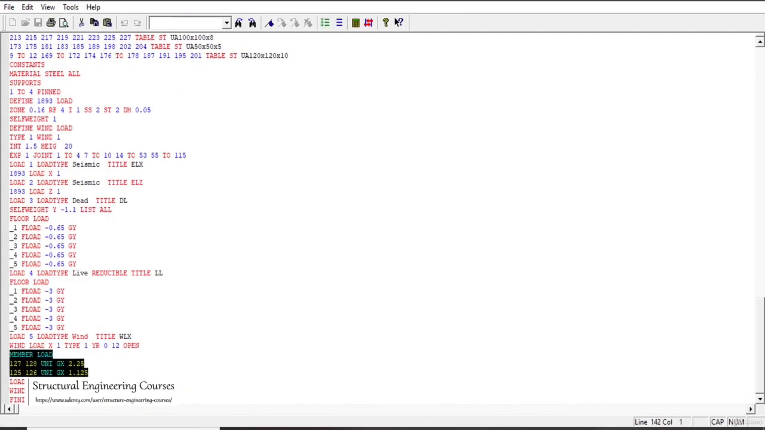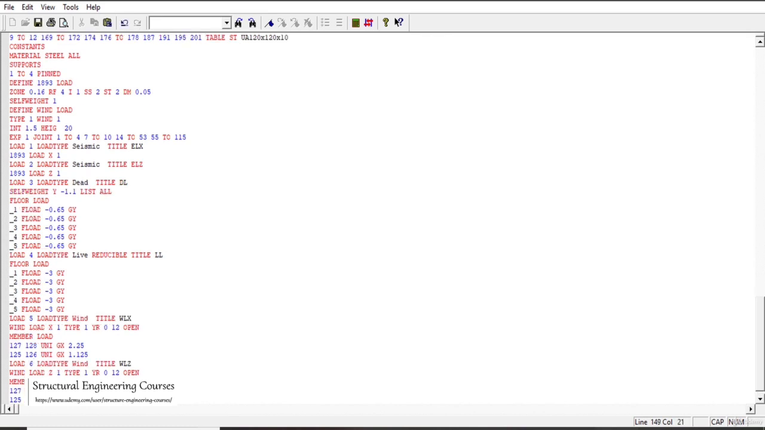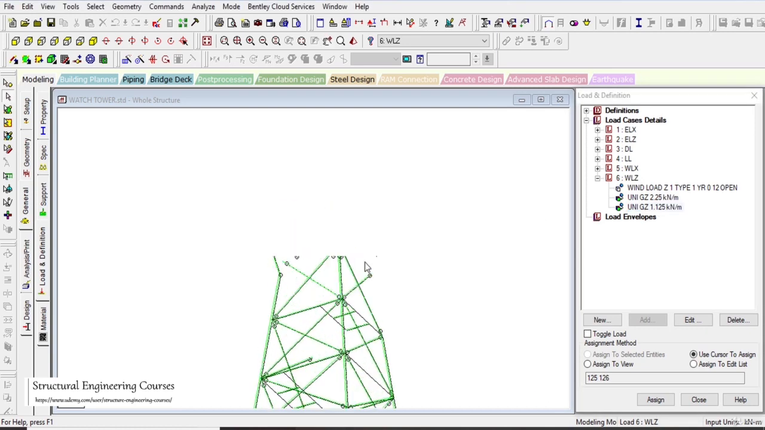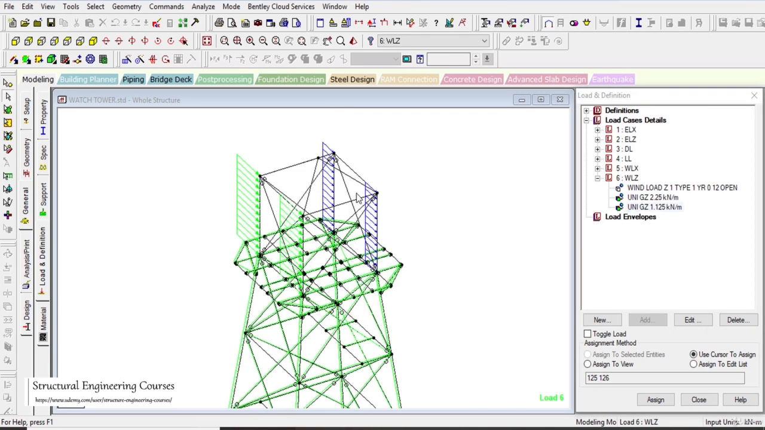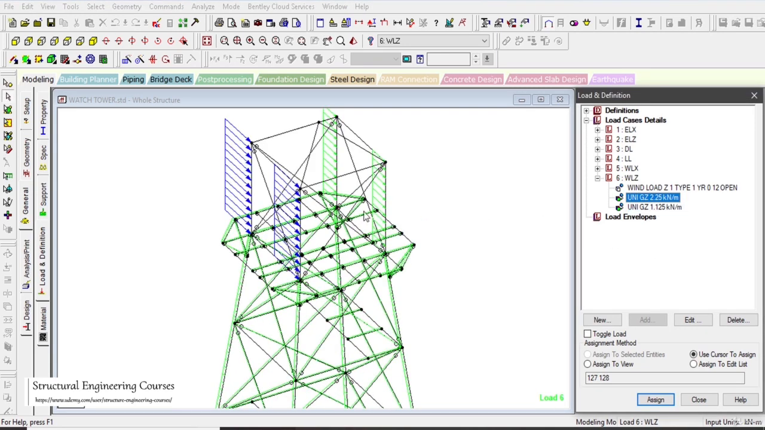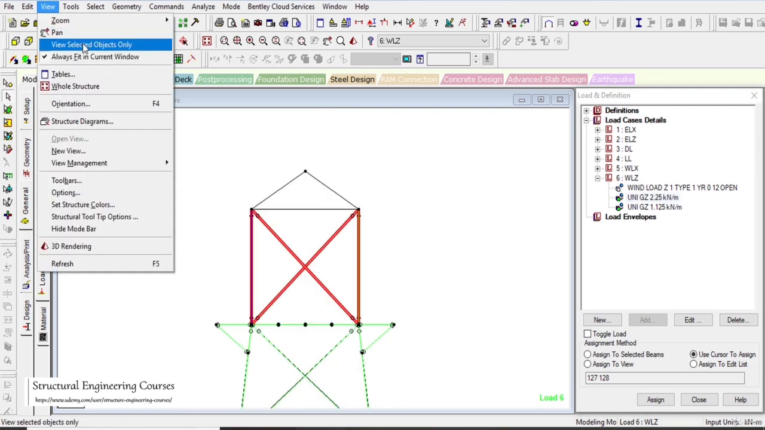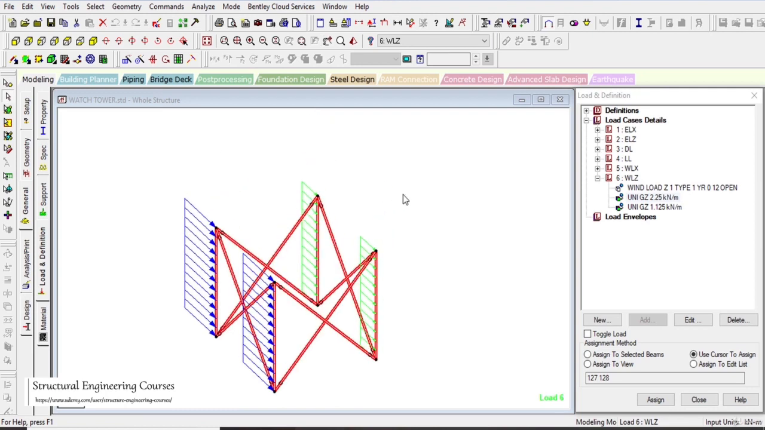Select member loads here. Instead of X, we can enter Z here. So here we can see that now the wind load is automatically applied for the leeward side also. But there is this one small thing. What we need to do here is apply this loading on this particular member here.